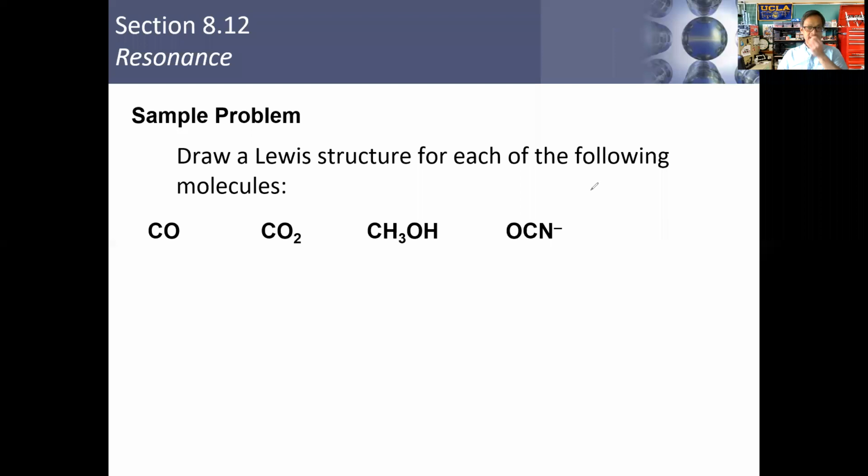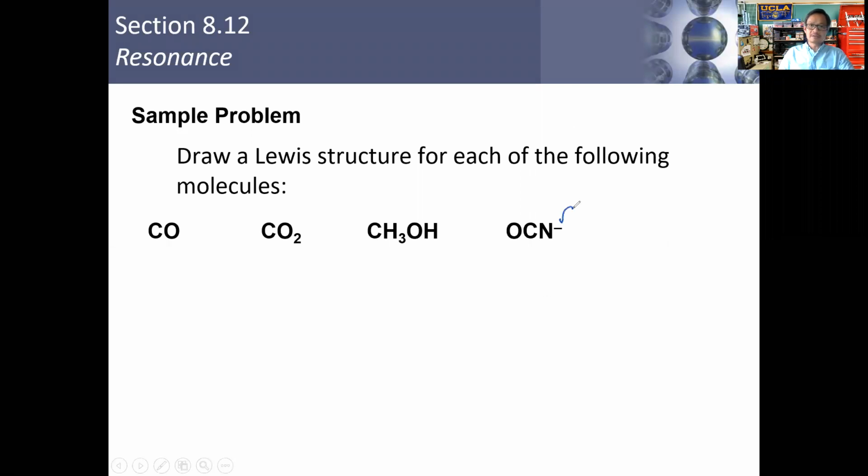So with the cyanate ion, again, carbon's going to be the center atom. This negative sign here means that we're going to add in an extra electron at the end of this process. So with the cyanate ion, we have to account for 16 total valence electrons. So you've got 6, 4, 5, and then one more would be 16.